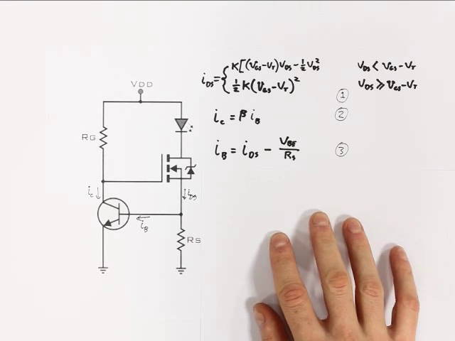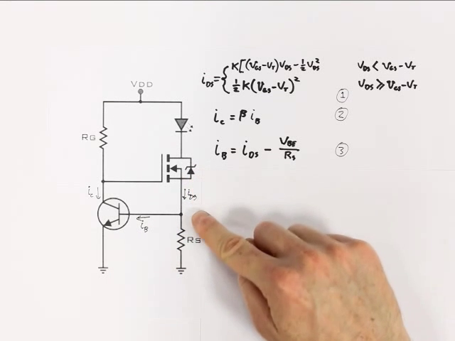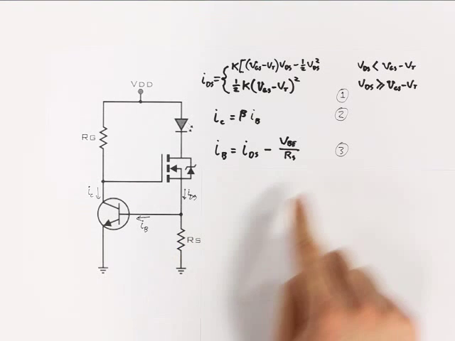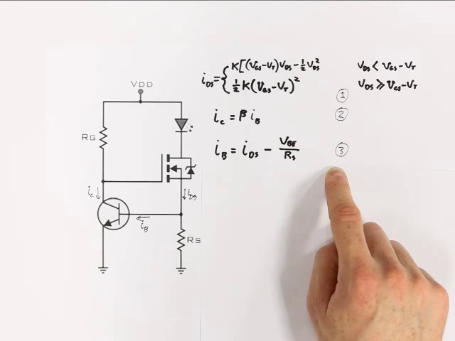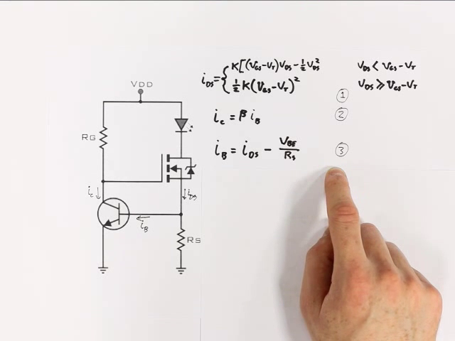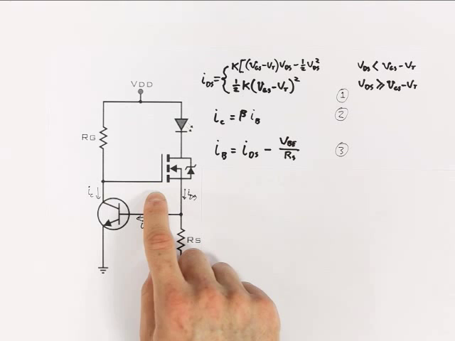There's a formula for that. So base current equals IDS here minus the current that is passing down through this sense resistor. We'll label that one 3. And then we'll use KVL to get an equation for the gate voltage of the MOSFET, VGS.